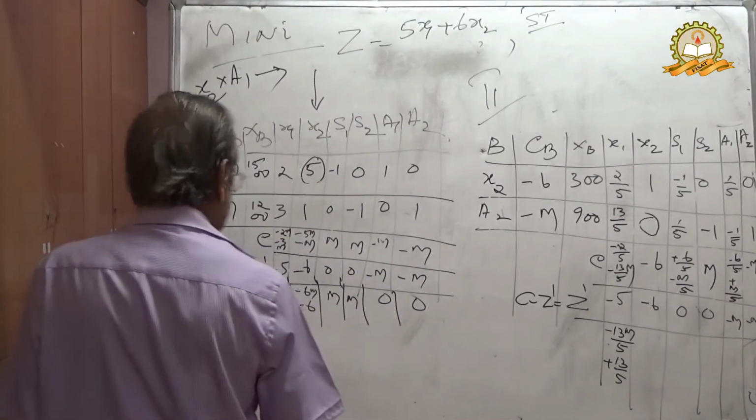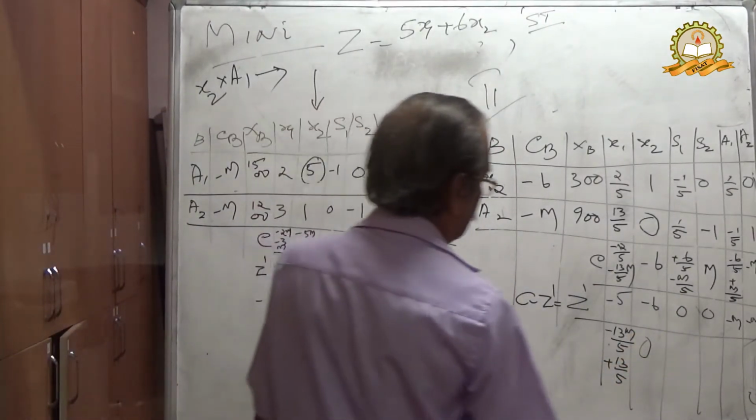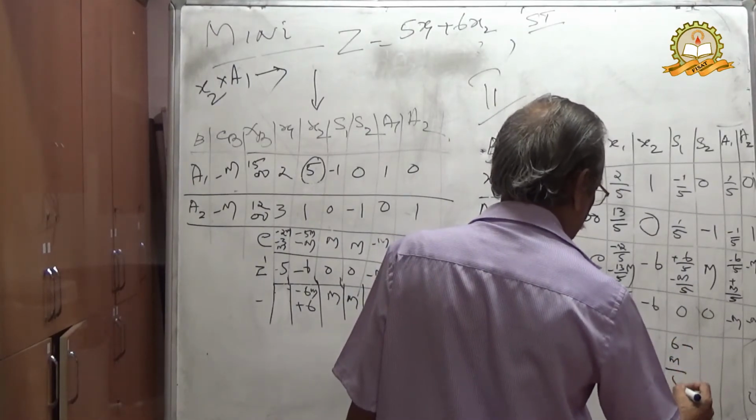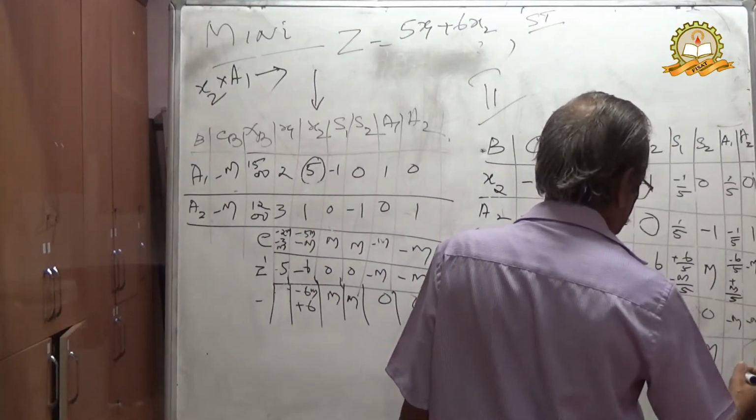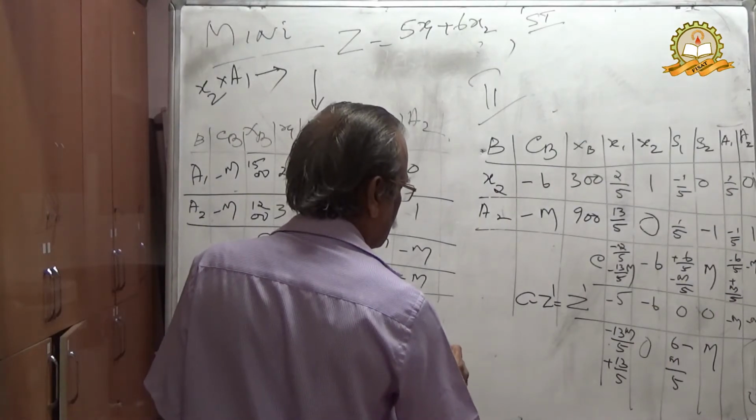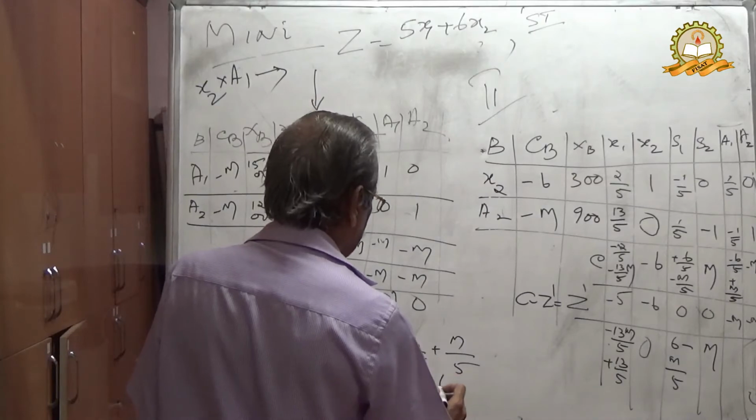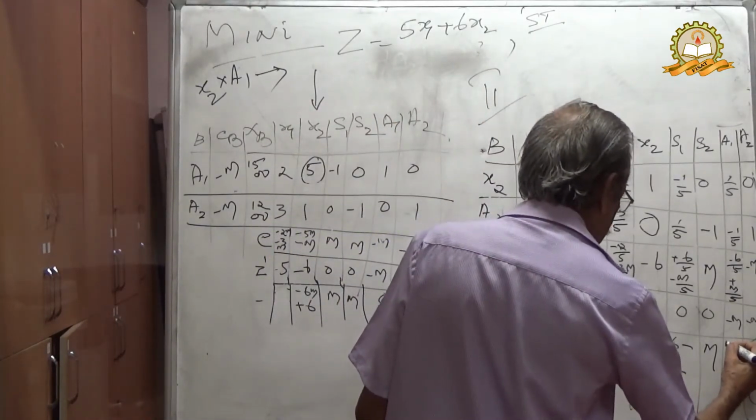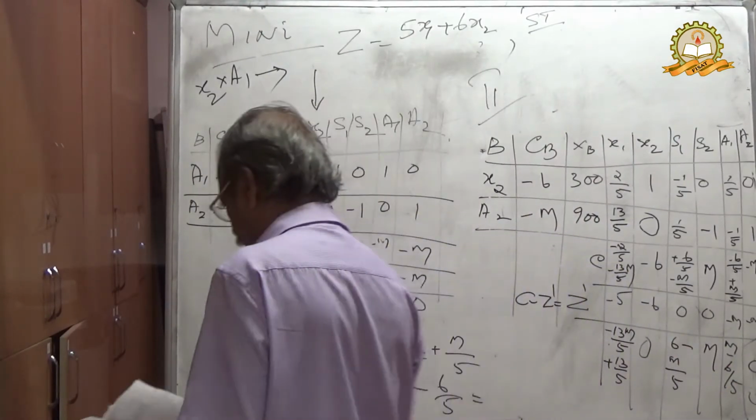Okay, then in the second one, 0. Third one, you have 6 minus m by 5. Here m. Subtracting, minus 6 by 5 plus m by 5, or you have m minus 6 by 5. Last one, 0.